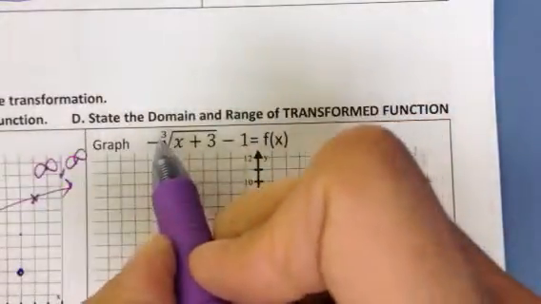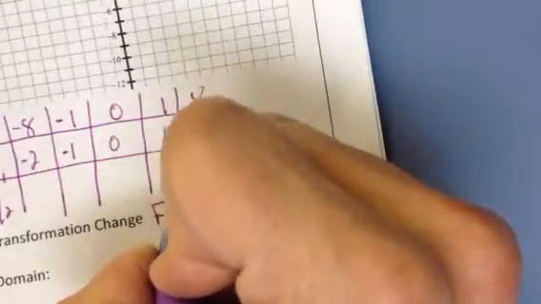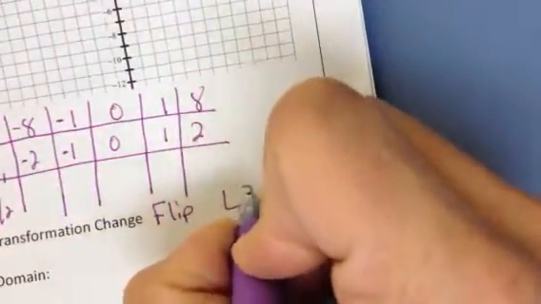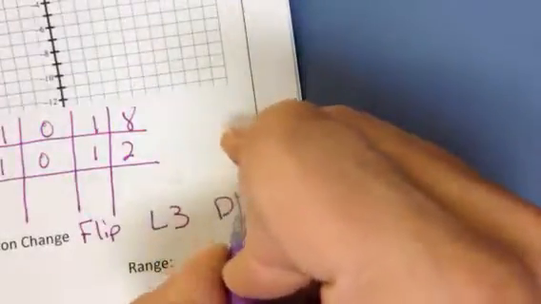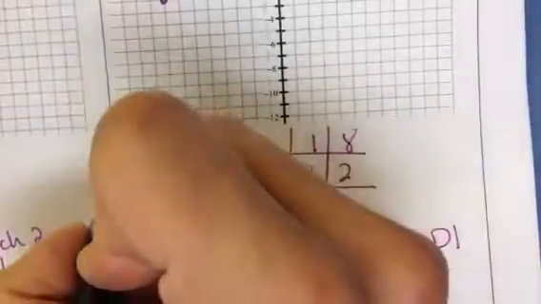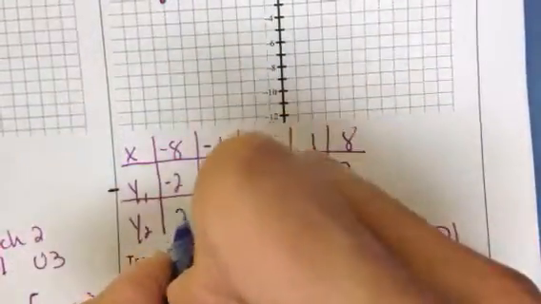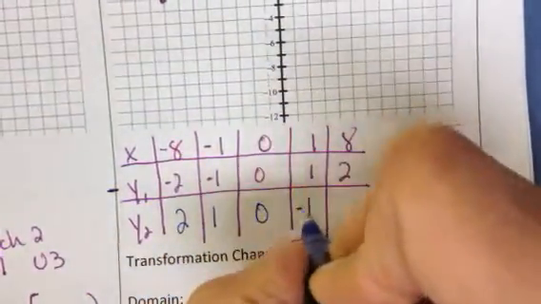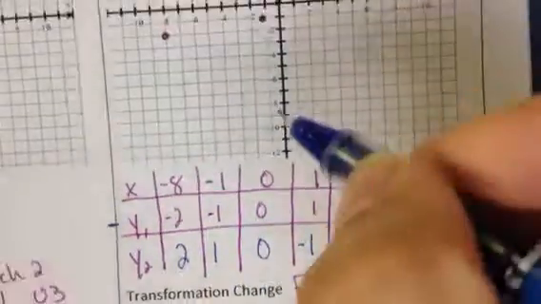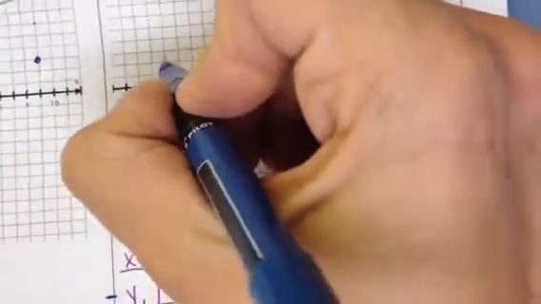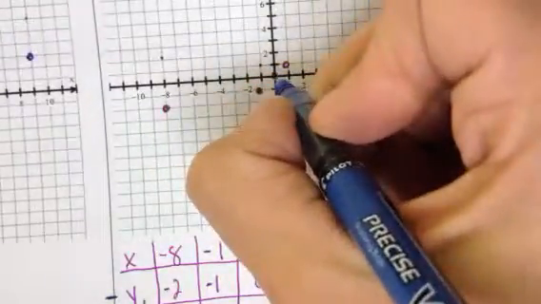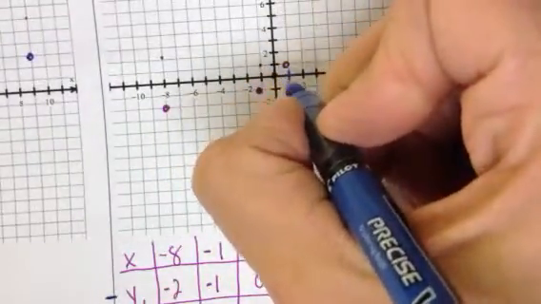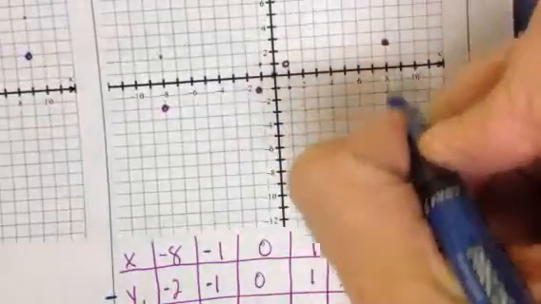And so now what I'm going to do is describe the transformation. So it's going to flip. It's going to go left 3 and down 1. So first I deal with the flip, and the flip just says take all of these y's and make them the opposite. So it becomes 2, 1, 0, -1, and -2. So right now, this has flipped to here. This has flipped to here. 0, 0 doesn't flip. It's on the x-axis. This flips down here, and this flips down here.